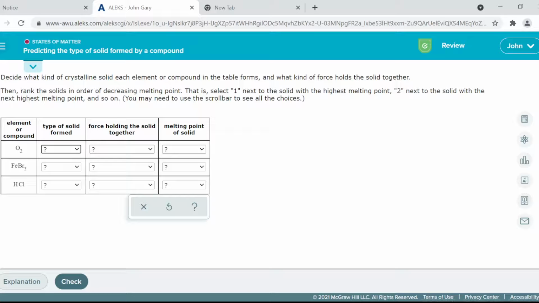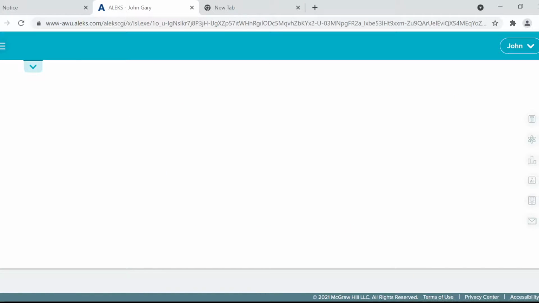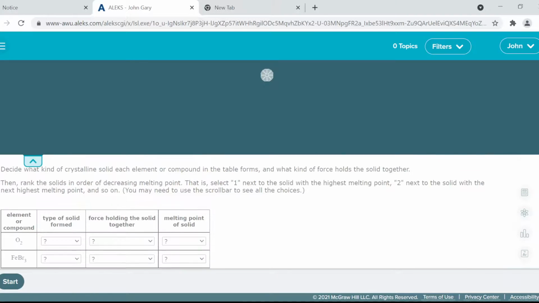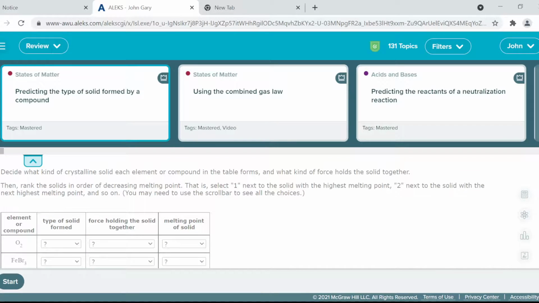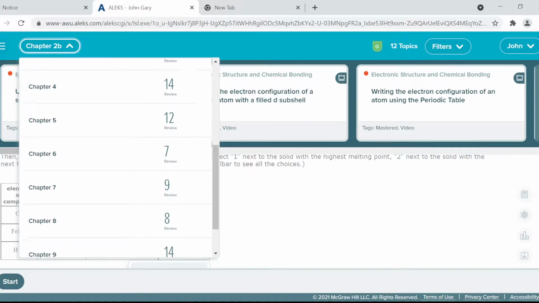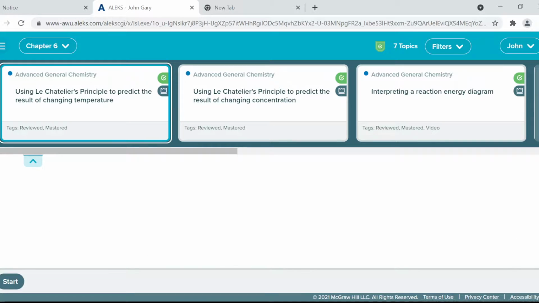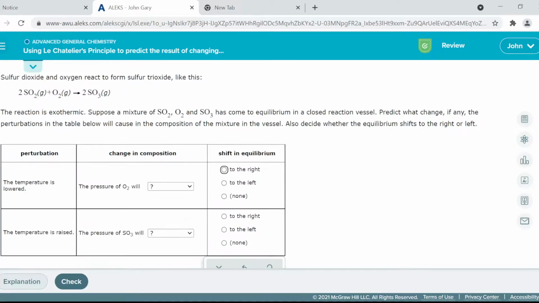Okay, so if you still need to do some more assignments for Alex, you can go here to review on the left hand side. Click this little arrow down and then pick out exactly which chapter that you need to work on. So I'm going to click on chapter 6, and I'm going to click start. Alright, so this is having to do with Le Chatelier's principle about balancing.